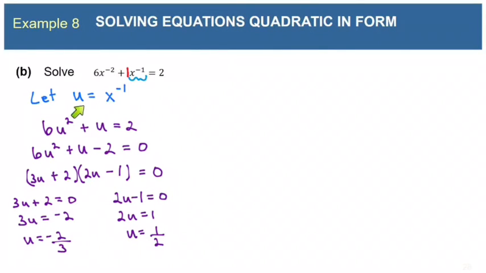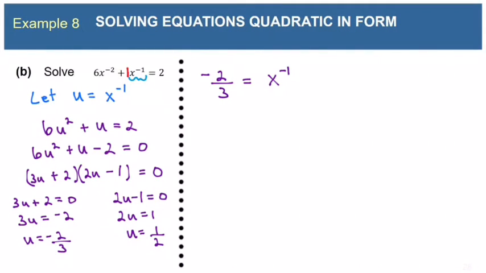So remember, u is x to the negative 1. So I can take this u expression and put it in this x, u equals x to the negative 1. And now, what does negative 1 mean? It just means reciprocal. So I'll raise both sides to the negative 1 power. That'll give me a positive 1 on the right, but the reciprocal of negative 2/3 is negative 3/2.